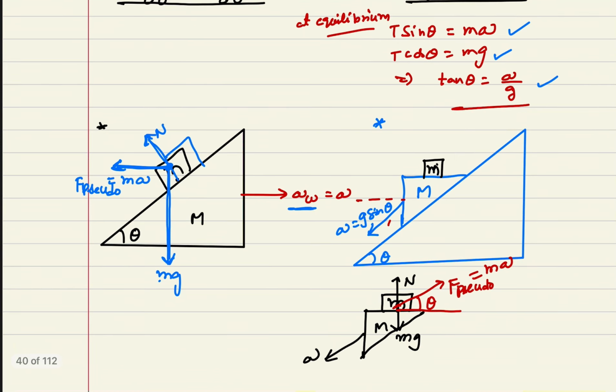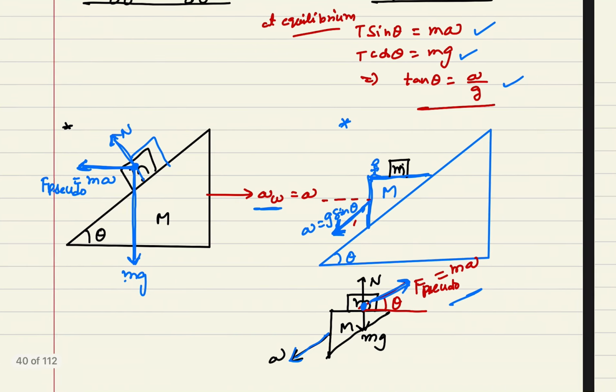Similarly, take one more case: a wedge with capital M mass, and a small m mass kept on it. If the wedge of capital M mass is freely falling with a equal to g sin theta, then an observer standing on the capital M mass sees the forces acting on the small m: N in the upward direction, mg in the downward direction, and since the acceleration of capital M is in the downward direction, the pseudo force will be exactly opposite to that. You can see the pseudo force will be acting in the opposite direction.